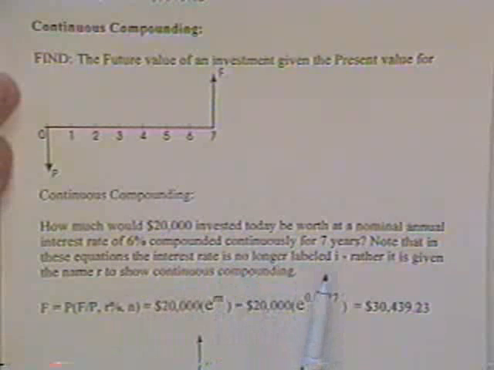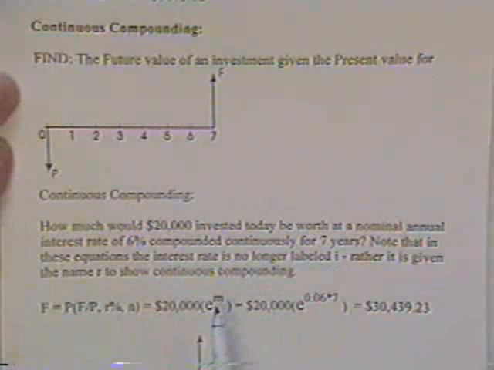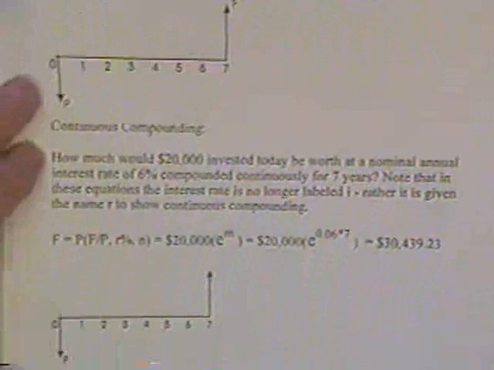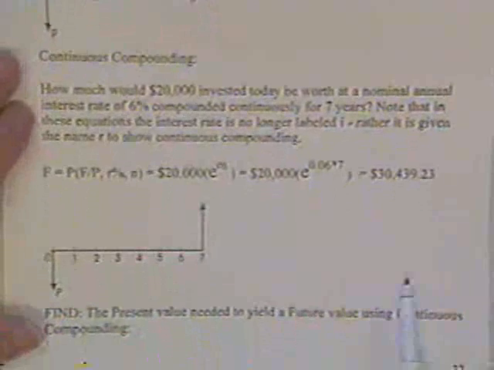The interest rate is no longer labeled I in these equations. He calls it R because it's the nominal rate to show continuous compounding. He's trying to indicate that's not just the plain old 6% number. Something special is going on here, namely continuous compounding.